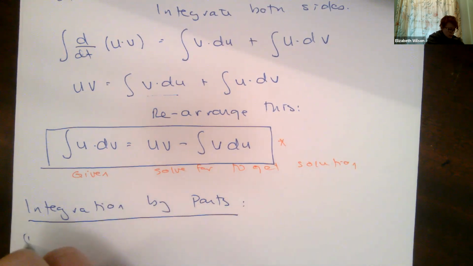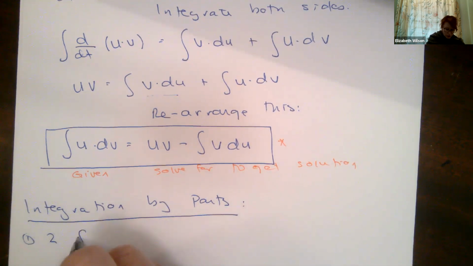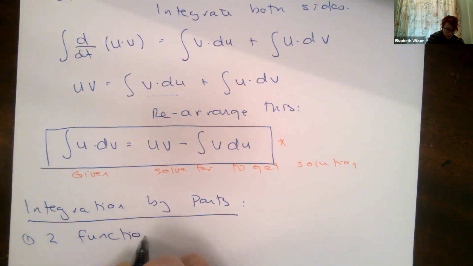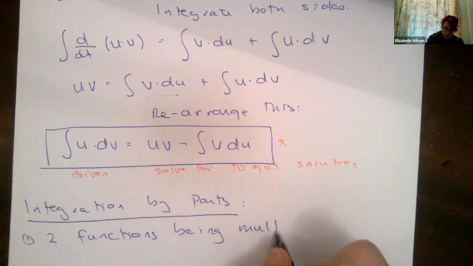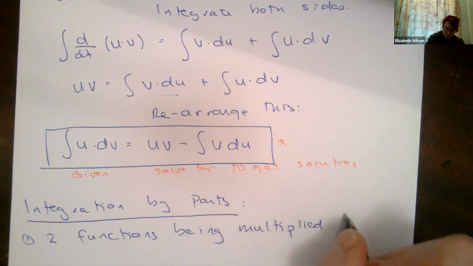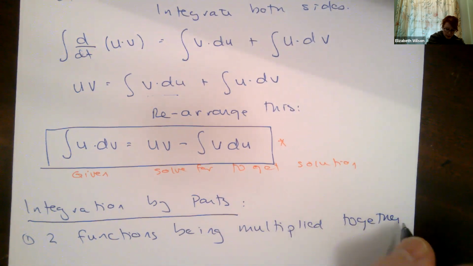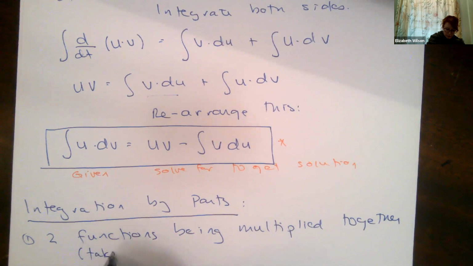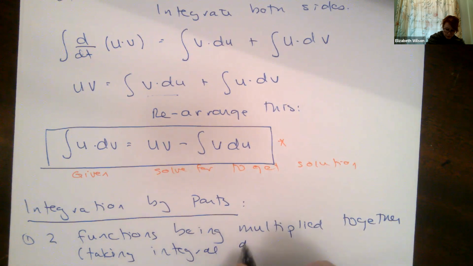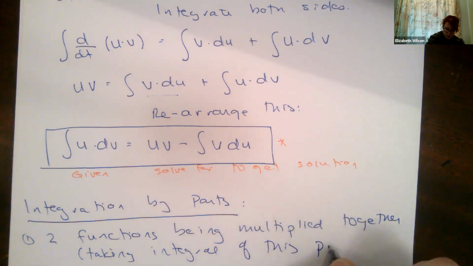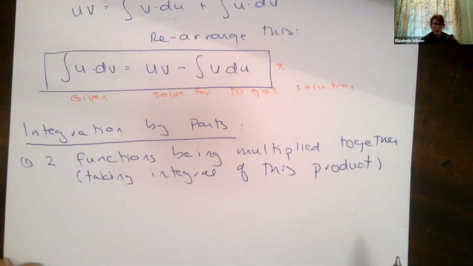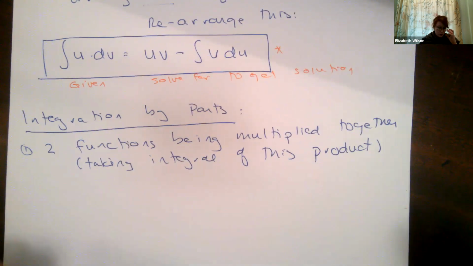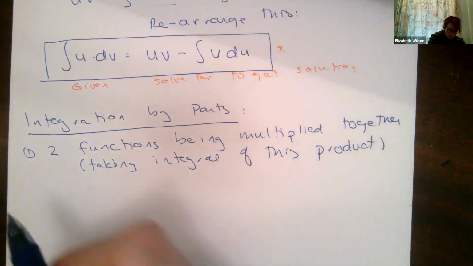So in terms of what we need to do, we've got two functions that are being multiplied together, and we're taking the integral of this product, right? We're multiplying two functions together, and we're going to take the integral of that product. Okay, so I need a set of skills that are going to help me do that.